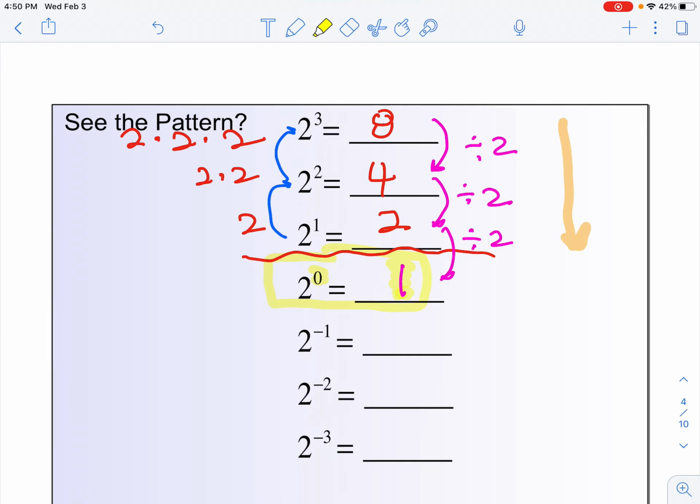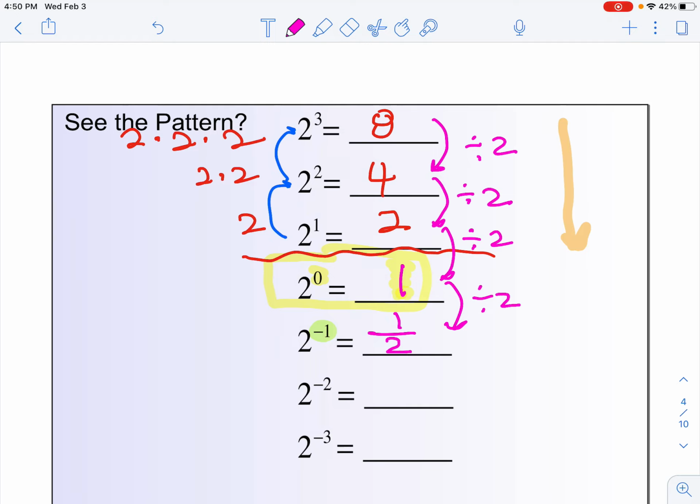But what about if our exponent is negative? Now what? Well, continue this pattern. If I take 1 and I divide it by 2, what I get is 1 divided by 2, or 1/2. And of course you could use it as 0.5, okay? And that would be the same. But we aren't going to be giving our answers in decimal form.